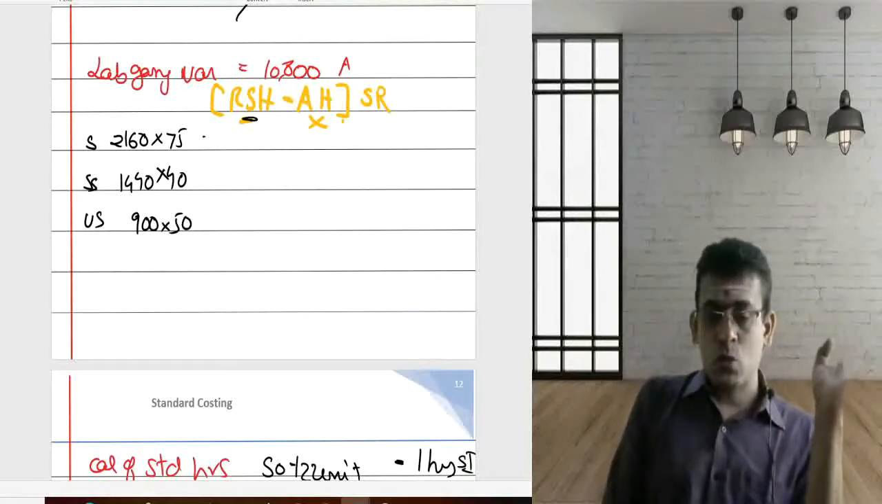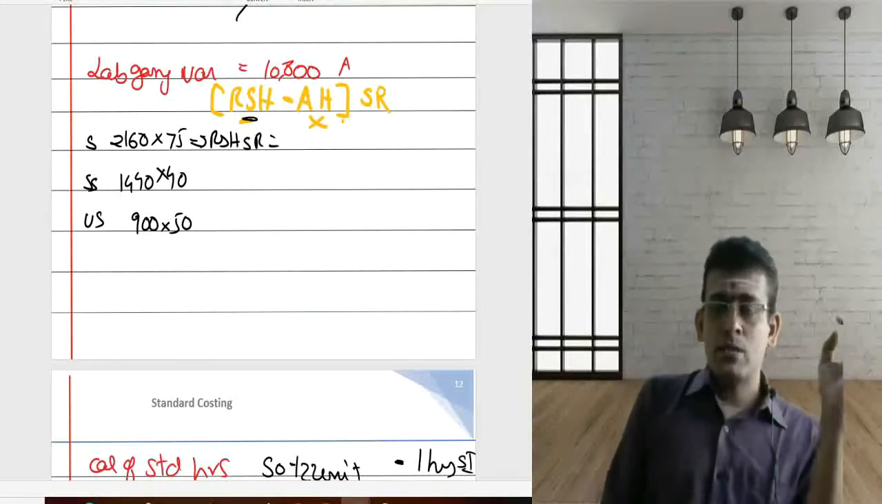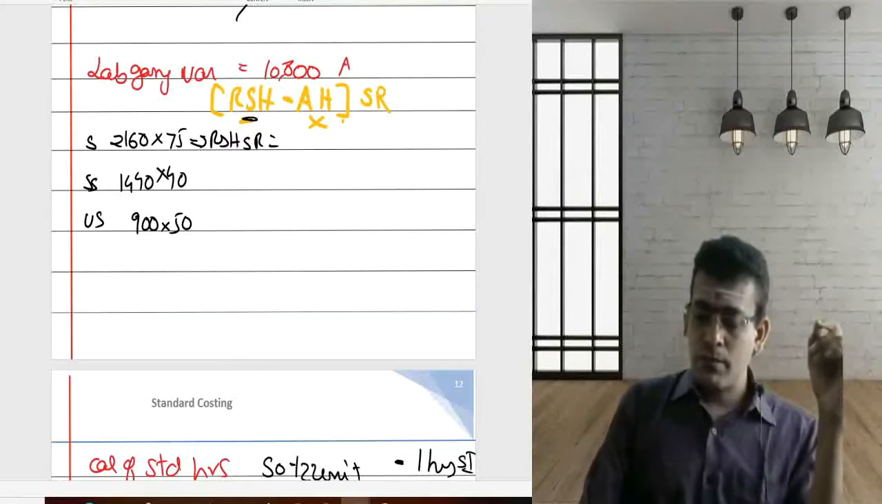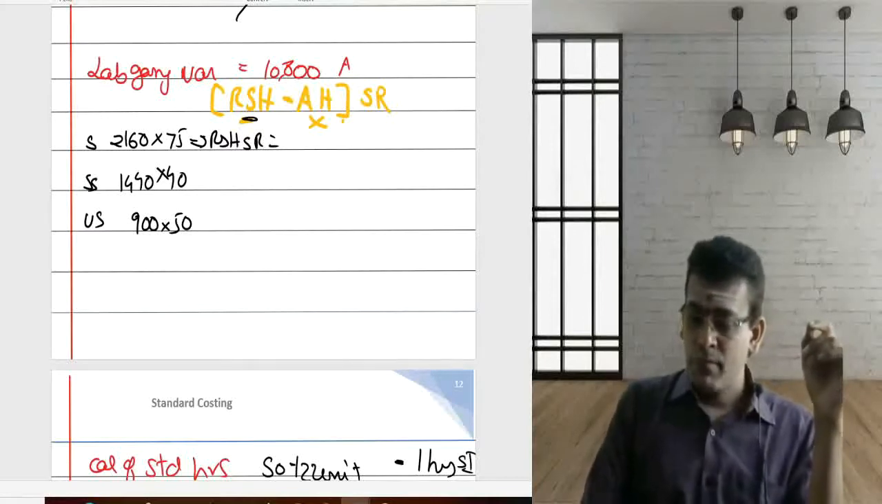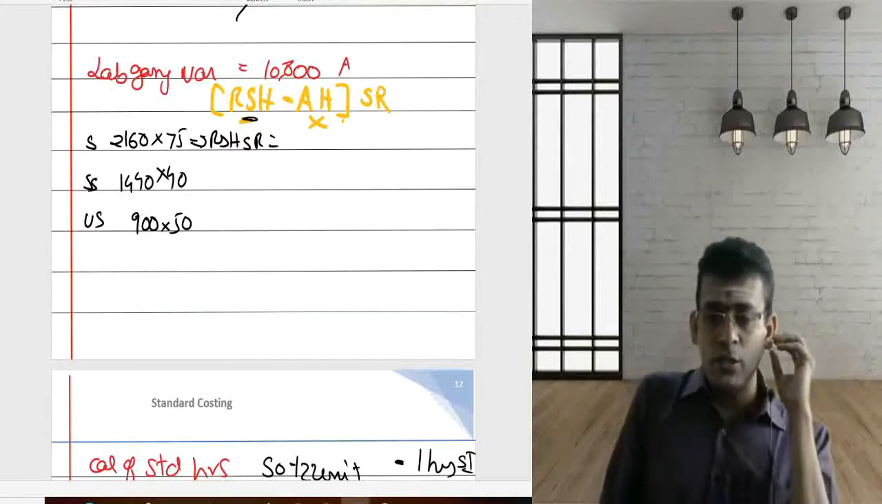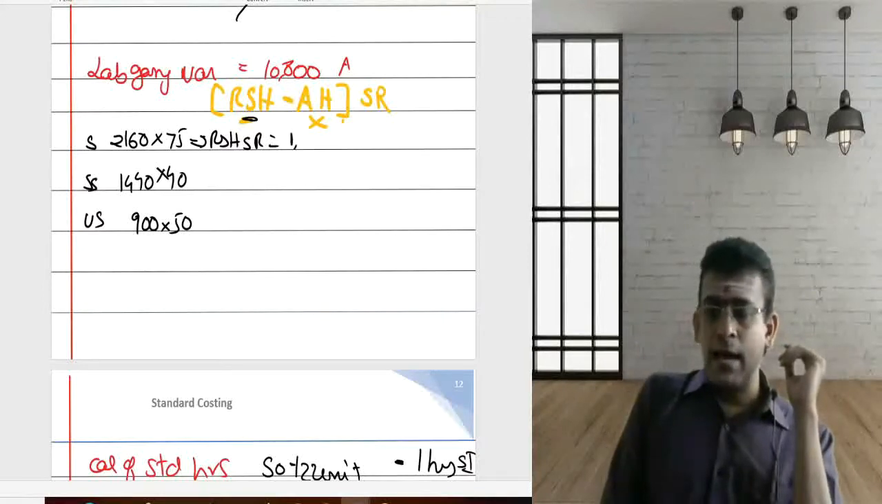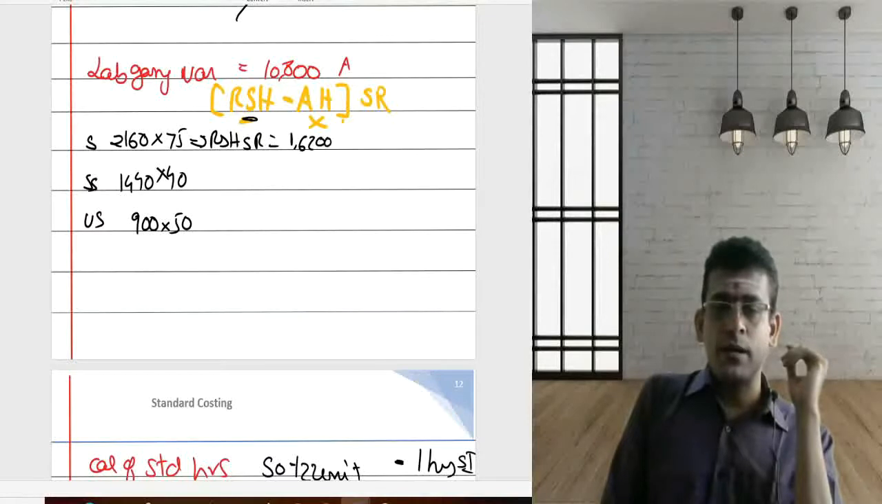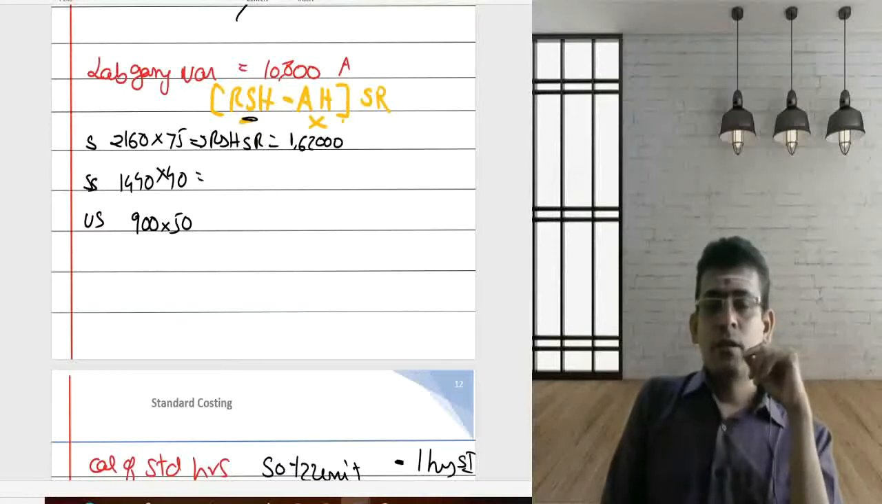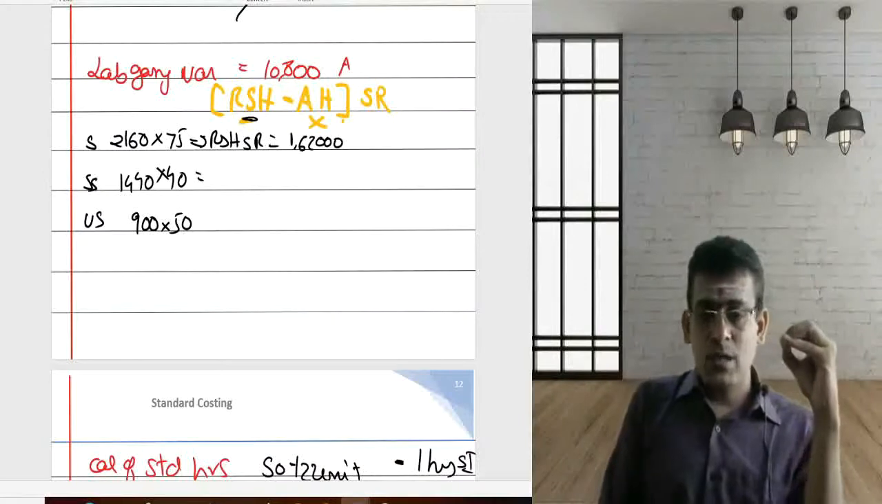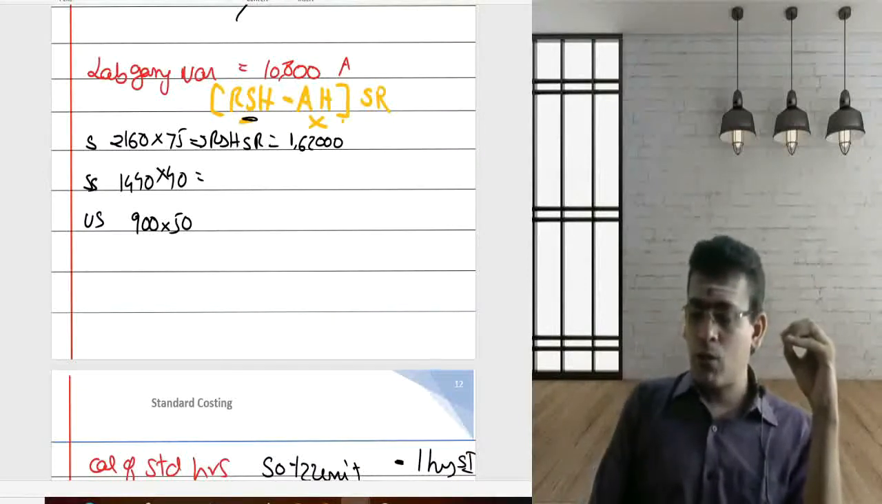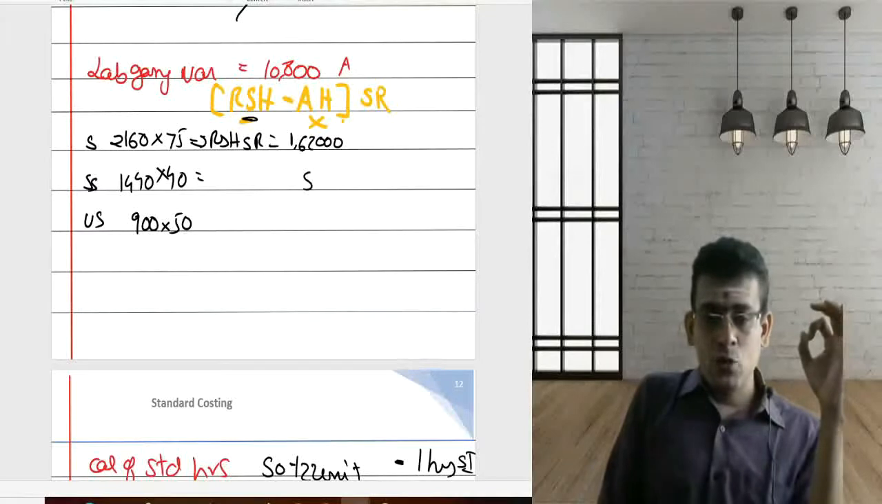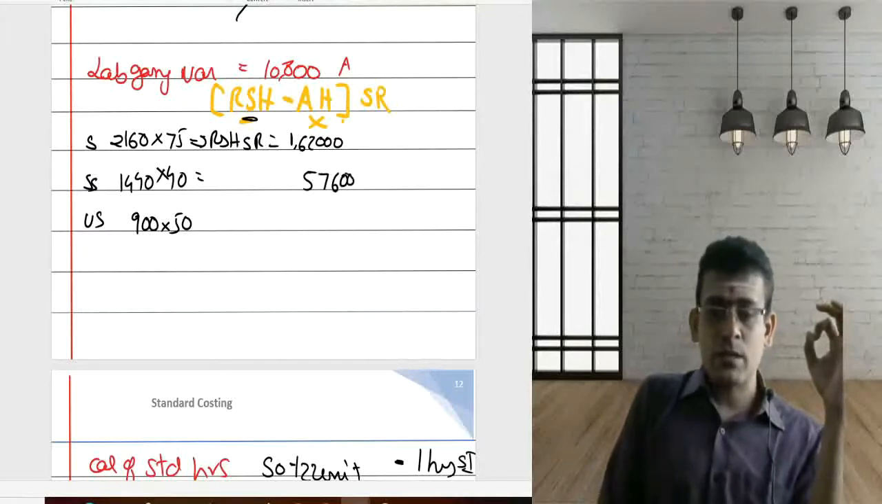Let us do that first. RSH into SR. 2160 into 75. How much? You are getting 1,62,500. Now RSH into SR, 1440 into 40. You are getting this to be 57,600. Next, you are getting this to be 45,000, because your standard rate is what?